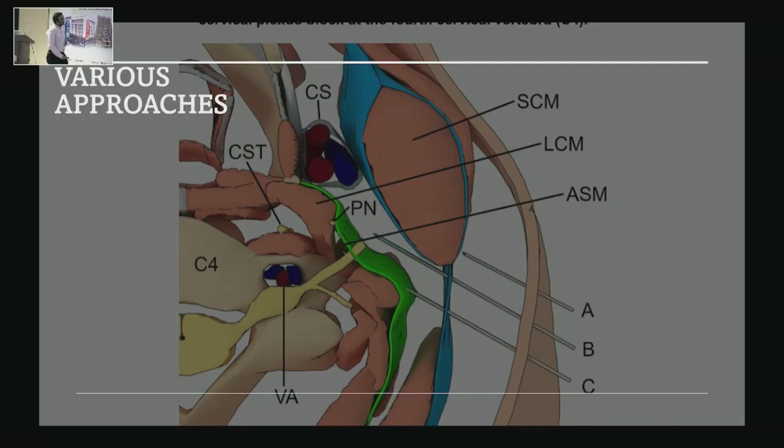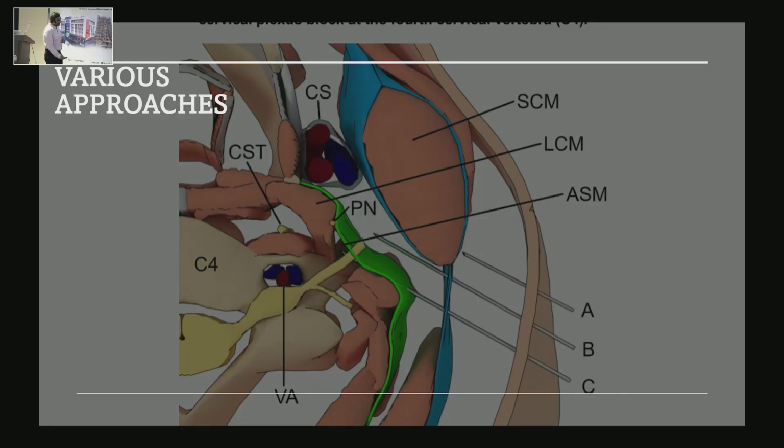So we have a superficial approach to cervical plexus block, an intermediate cervical plexus block, and then the deep cervical plexus block. This is the sternocleidomastoid, which is covered by the investing layer of deep cervical fascia. The blue one is the investing layer of deep cervical fascia. The green fascia is the prevertebral fascia, which covers the scalene muscle.